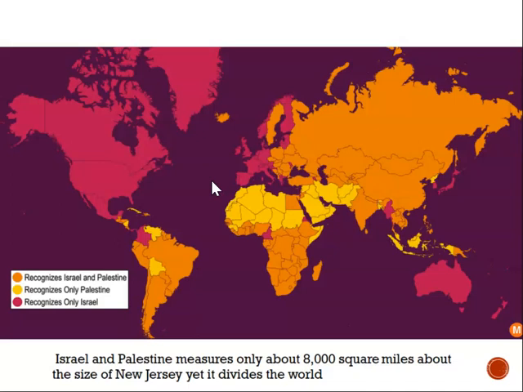Most of the western part of the world supports Israel and recognizes only Israel as a country, as an entity. So you see United States, Canada, Mexico, most of the Western European powers, Australia, New Zealand, and so forth, Japan. And then you see those that only recognize Palestine in the yellowish colors here, right? So you see how they are divided, the north part of Africa and the Middle East and so forth.